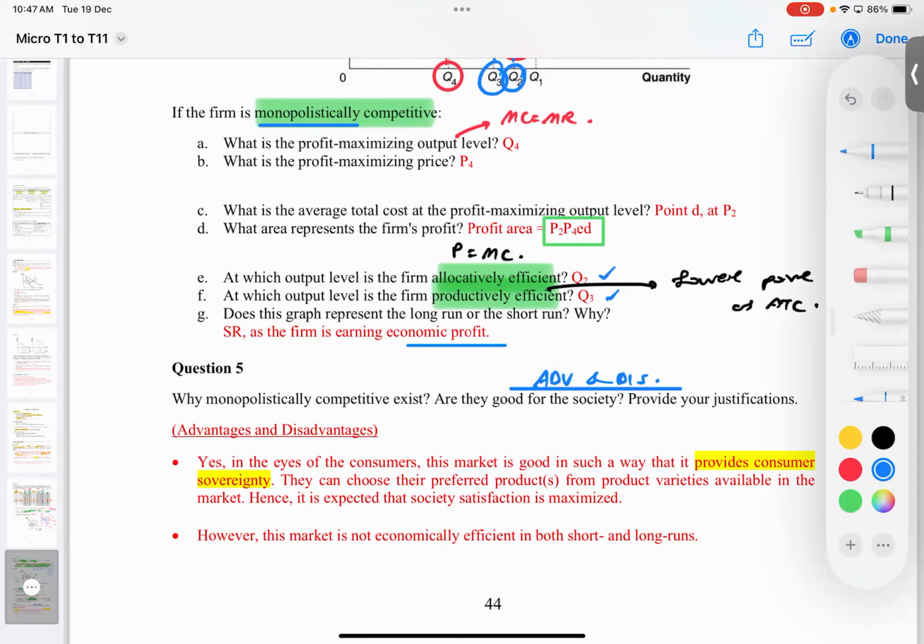Okay, so the good thing is that it provides a variety of choices for consumers. It takes into account consumer sovereignty, the one that I highlighted. So consumers can choose our preferred products from the varieties that we have in the market. This is good because our satisfaction is being satisfied. Our wants and needs are being satisfied. Okay, but the bad thing is that the market is not economically efficient. That means they are neither productively efficient nor allocatively efficient.